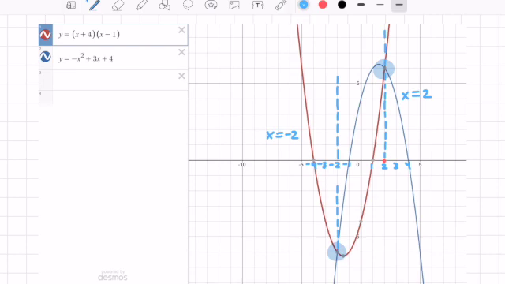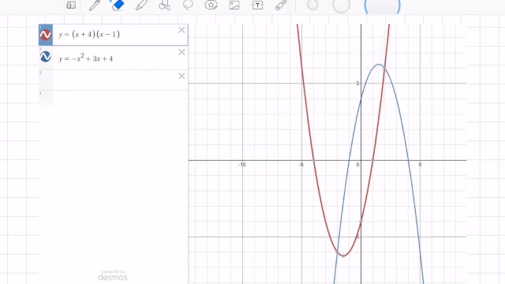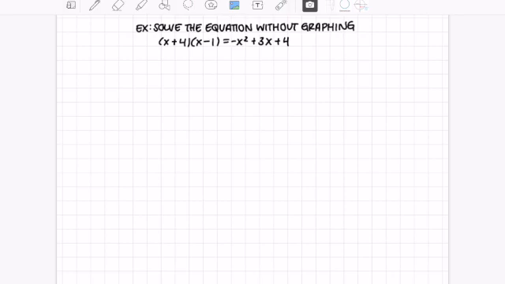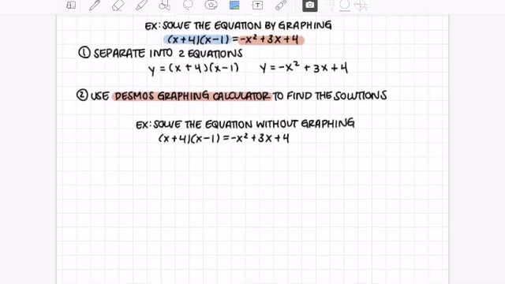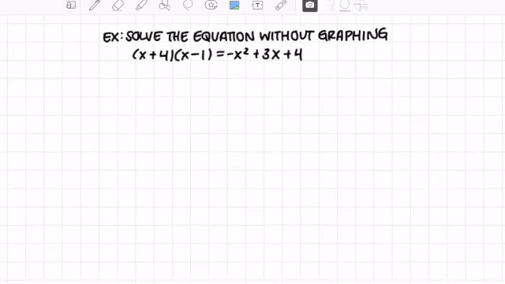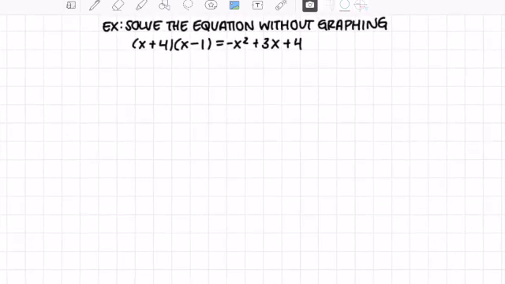Cool. So now that we know how to use the graphing method, one thing that's really important is that because during the test you won't be allowed to use any graphing calculators, we should also learn how to solve this equation without graphing. So without graphing, what I want to do is start by solving for x. And the way that I could do that is starting off by foiling out this equation here.